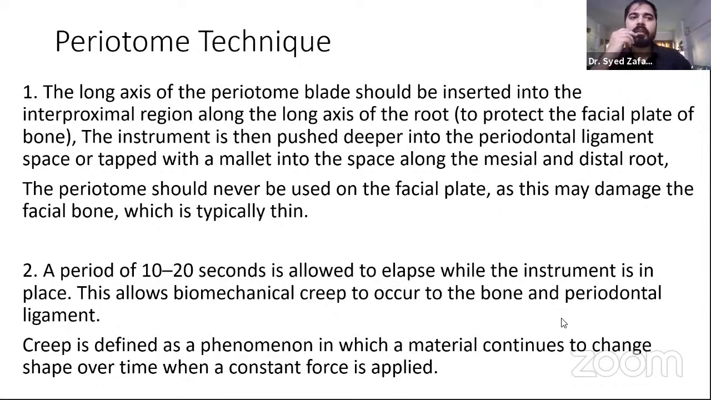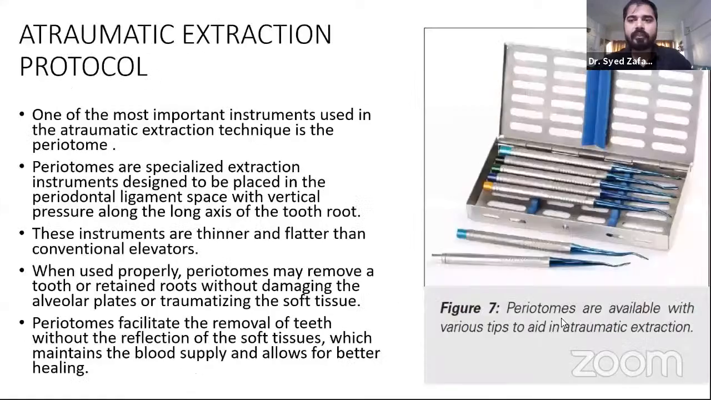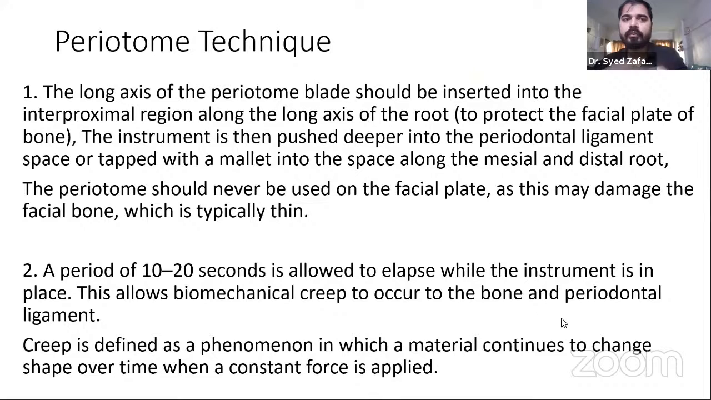Okay, now there is an instrument called the periotome. Obviously, you have already heard everything about this instrument. This is the periotome instrument, which is specially designed for extraction of anterior teeth with less trauma. I will show you a picture of this instrument. If you are planning for an implant, you don't use normal elevators, you use this kind of elevator.